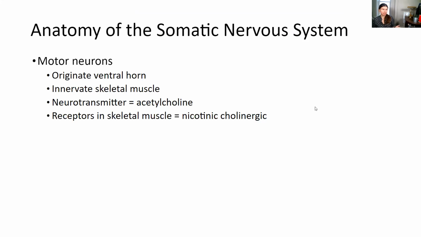So when we're thinking about the somatic nervous system, we've got motor neurons coming out of the central nervous system into the peripheral nervous system. These motor neurons, like all motor neurons, are going to originate in the ventral horn. Okay. Because we're talking about the somatic nervous system, the place they're going is skeletal muscle. That's a definitional thing for the somatic nervous system. The neurotransmitter that these neurons are going to release is acetylcholine.